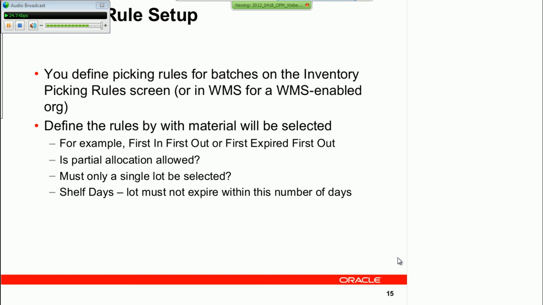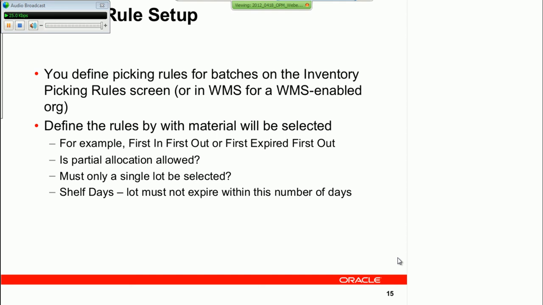The way that the interaction of picking rules with batches works is exactly the same whether you're using inventory picking rules or WMS picking rules. But the details of setting up and defining your picking rules and what kind of criteria you can use is much more extensive in WMS than in inventory. We're not going to get into the details of all of the different types of rule setup you can do in WMS. That's beyond the scope of this presentation. We will go through the details of inventory picking rules, and then how the picking rules interact with batches, which is the same for inventory and WMS.